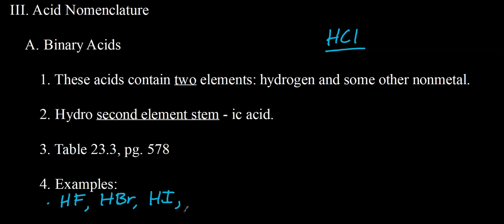And how about this one? Now, don't be thrown off by the fact that there are two hydrogens here in this one and only one in the other. Doesn't matter. We're still going to name it the same way. Start with the prefix hydro. This one's a little bit different because we're not going to use just the stem of the second element. It's not hydrosulfic acid. It's going to be this time the whole name of the second element. So this is called hydrosulfuric acid. So that's two words. Hydrosulfuric, one word. Second word, acid. So that is how we name binary acids.